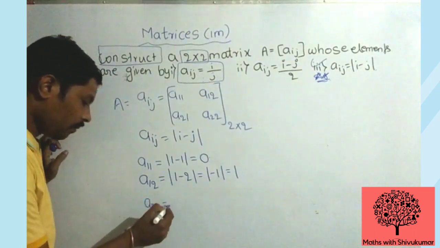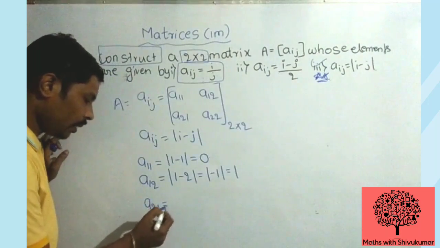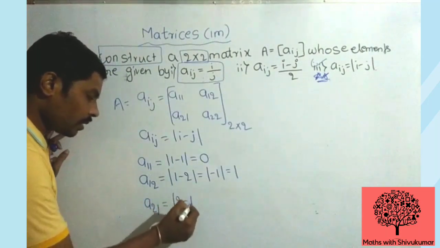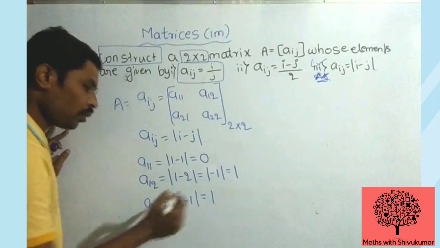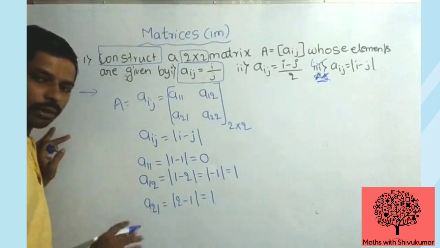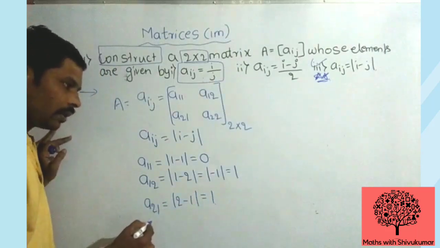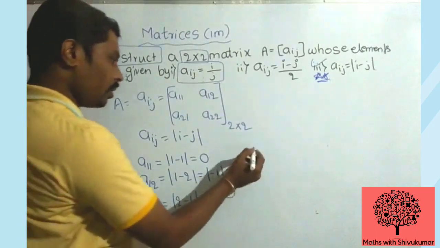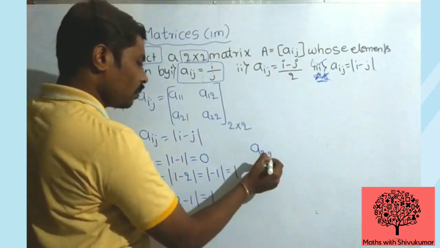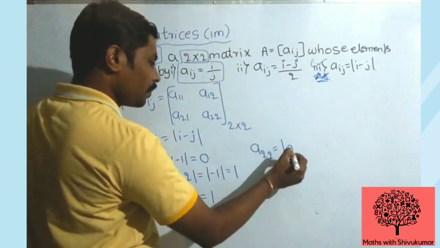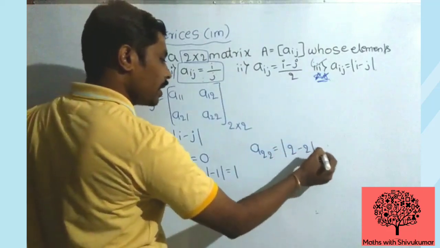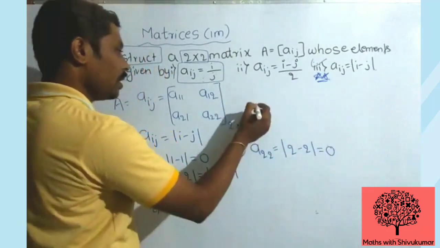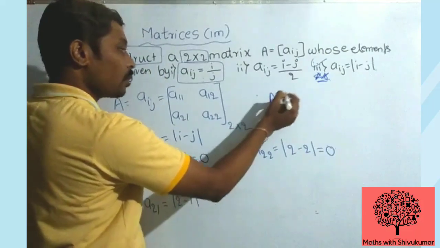A21. So i value is 2, j value is 1. 2 minus 1 is how much? 1. Here no problem. It is bigger number, it is smaller number, no problem. So next A21. Next we want A22. So here 2 minus 2, how much will you get? 0. Therefore finally you have to write the matrix.